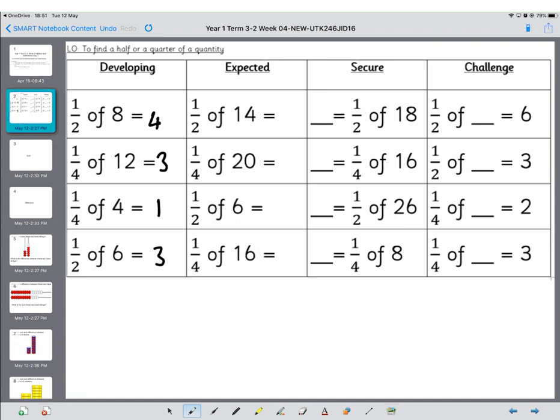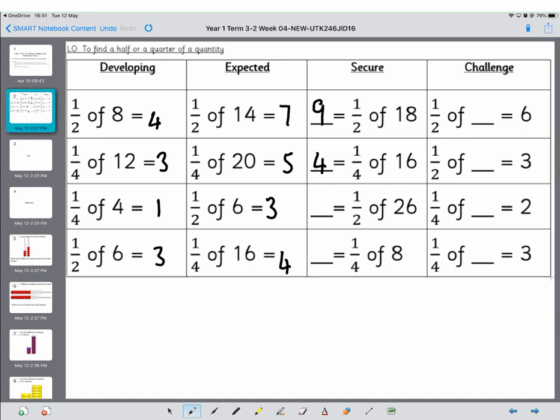Half of 14, 7 plus 7. A quarter of 20, that's putting 20 into 4 different sections, so there'll be 5 in each section, because 5 plus 5 plus 5 plus 5 makes 20. Half of 6, 3. Quarter of 16 is 4. Now we're turning the sums round, but it doesn't matter, so a half of 18 is 9. And a quarter of 16, well, that's 4.